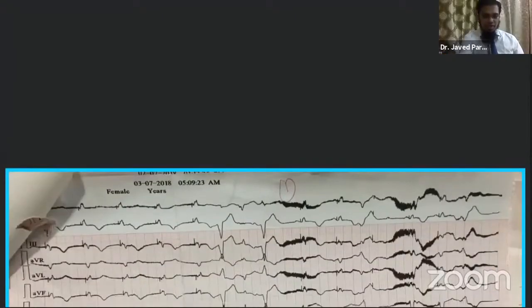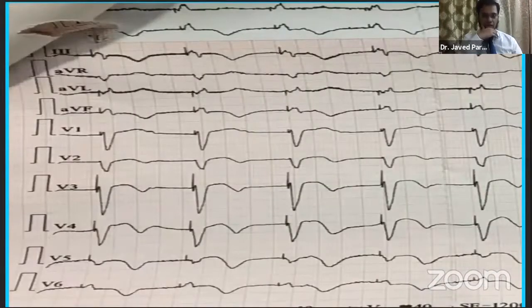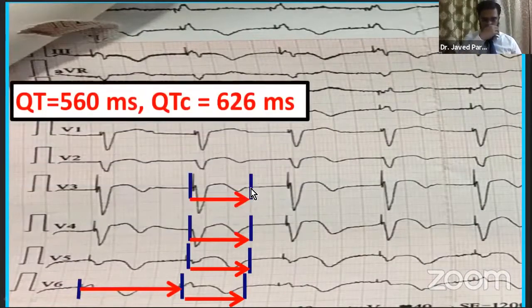So what I've done is I've just zoomed the image so that we can have a good look at the QRS and the intervals. If you attempt to calculate the QT interval in this patient, this is the onset of the QRS, and this is the end of the T wave. You have to take the RR interval preceding this QT. If you make this measurement and calculate the QTc, it comes to around 626 milliseconds.